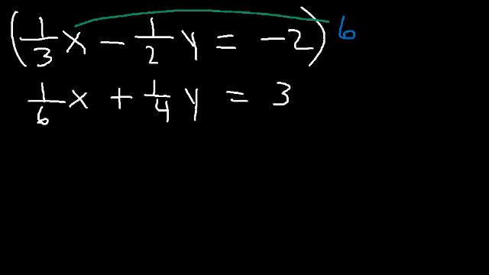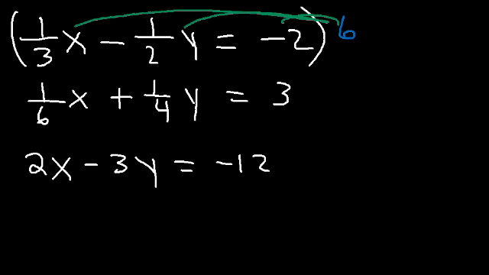So what is 6 times 1/3 x? 6 times 1/3 is the same as 6 divided by 3. So that's going to be 2x. Now what about 6 times a half? 6 divided by 2 is 3, so we have negative 3y. And then finally, 6 times negative 2 is negative 12.